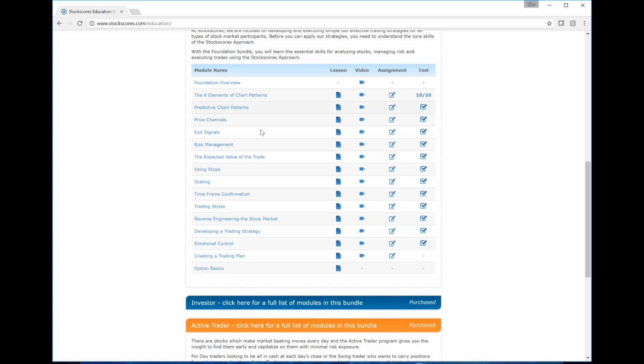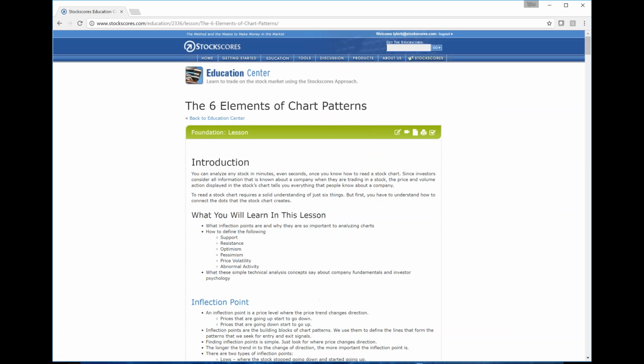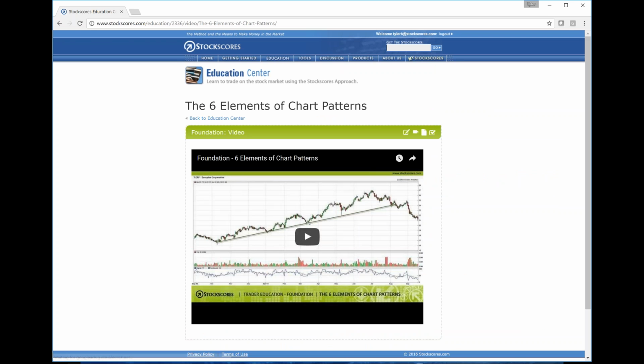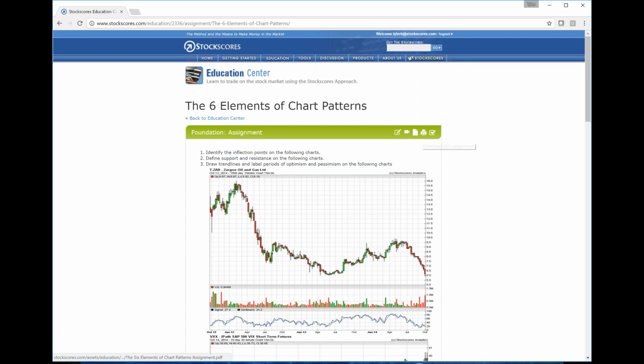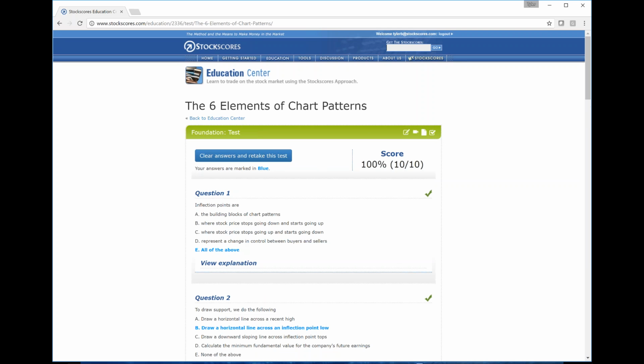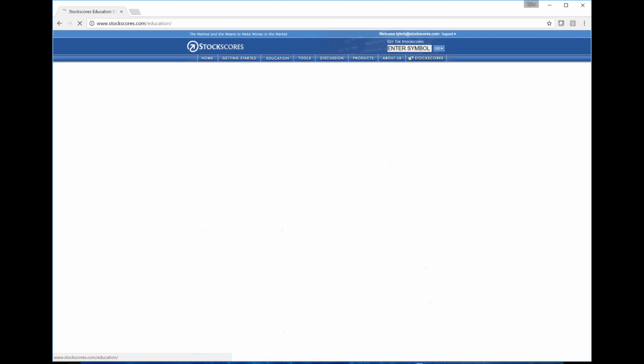All of those things and more are covered in the foundation area, and each one will have a written lesson. They will have a video, which you can play from your iPad, from your computer, from your phone, as long as you have internet access. It will have an assignment, so you can test to make sure you understand what I have taught you in that lesson. And then it has a multiple choice test to make sure that you understand those concepts.